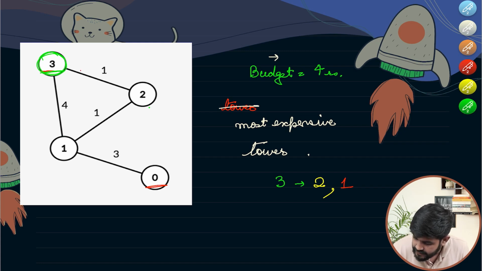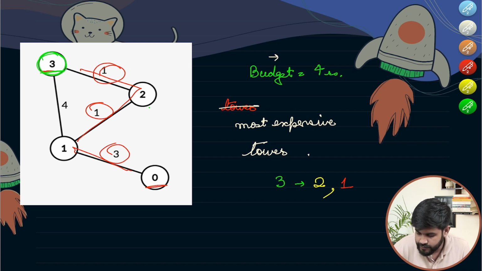Why? Because even if I take this path and then I take this path, then 3 plus 1 plus 1, which is the cheapest to reach 0, is 5, which is greater than our budget. So I can say that if I live at 3 and I have a budget in mind that I would spend at max 4 rupees to visit all the other towers, then I can only visit from 3, I can only visit 2 and 1.